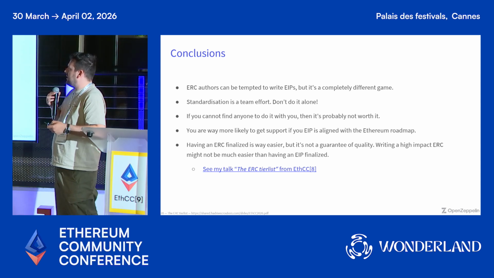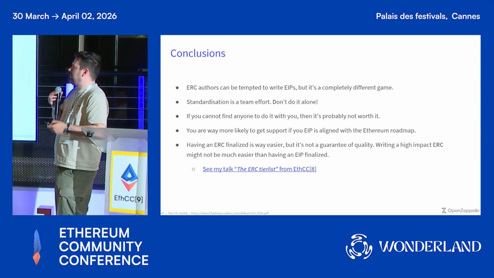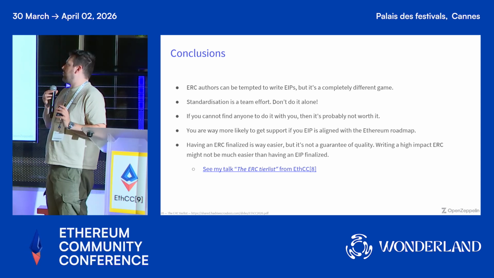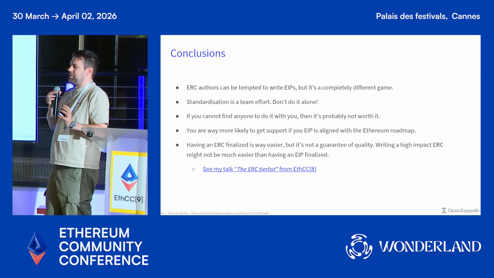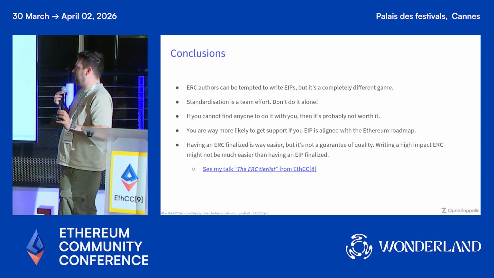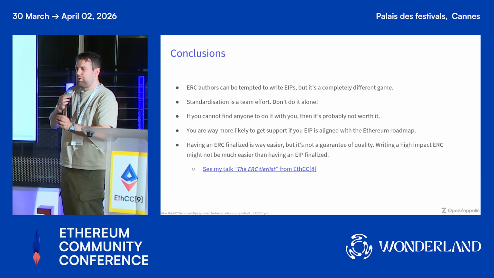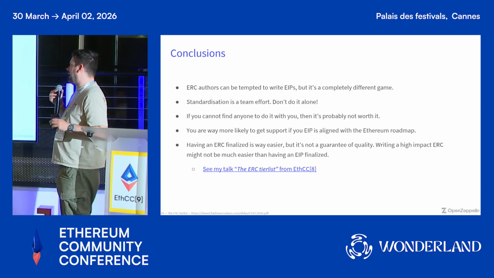So yeah, the conclusion is, as an ERC author, you can be tempted to write EIPs, but understand that it's going to come with a lot of frustration. If you do it as part of a team, you have a lot more chances. If you are aligned with the Ethereum roadmap, it's way better. If you don't find anybody to work with you on that as a team, probably not worth pursuing, because you need to convince the entire ecosystem. So if you cannot convince 2 or 3 people to help you, you're not going in a good direction.